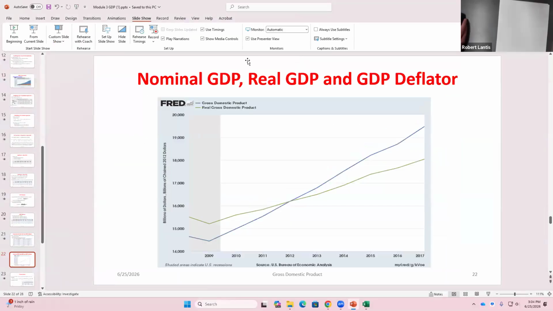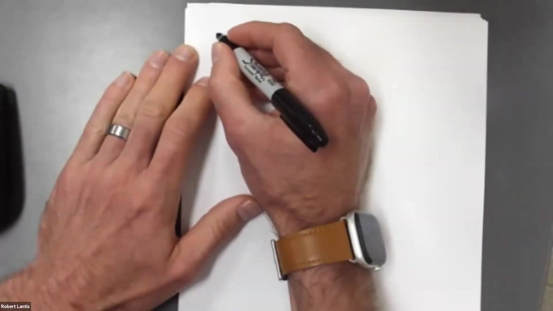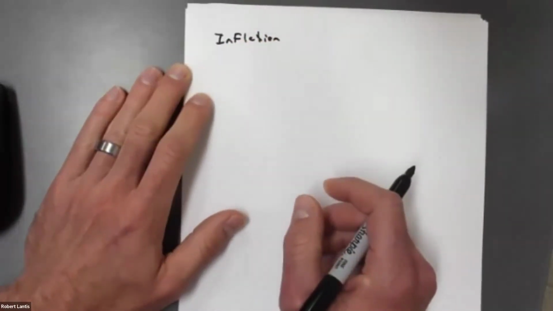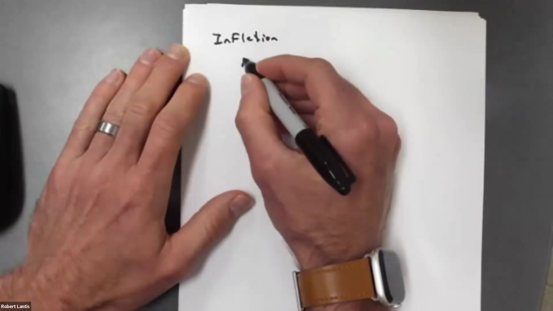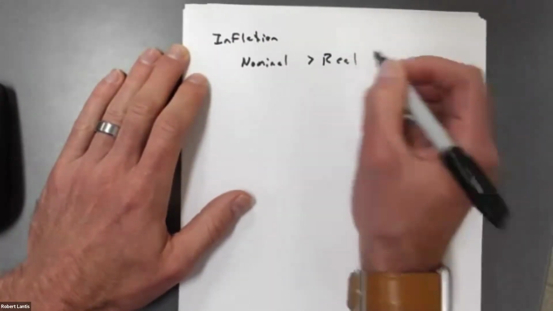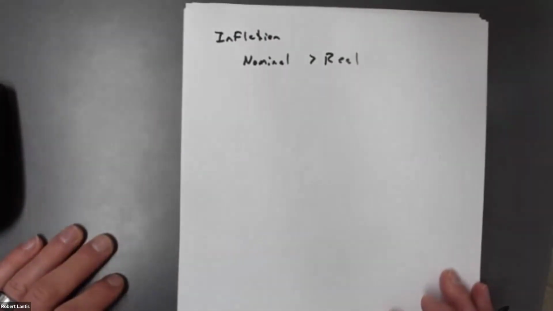So I want to go a little more in depth as to what's going on with real and nominal GDP. Let's think about this. Let me make a further point here. We said if we have inflation, then in any year that's not the base year, we had nominal GDP being greater than real GDP in every time period past the base year.